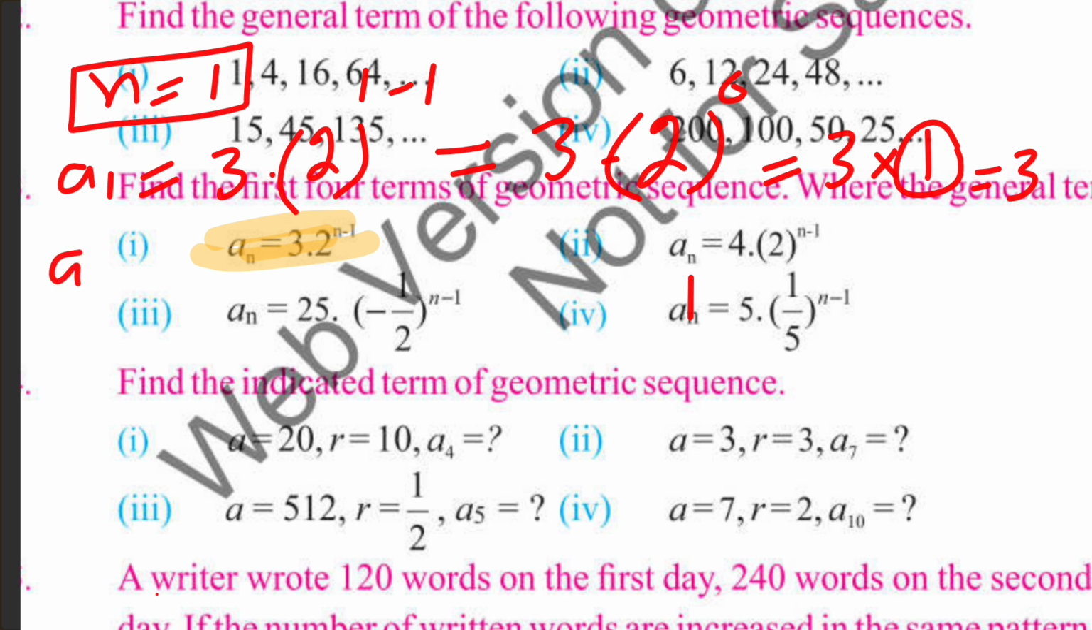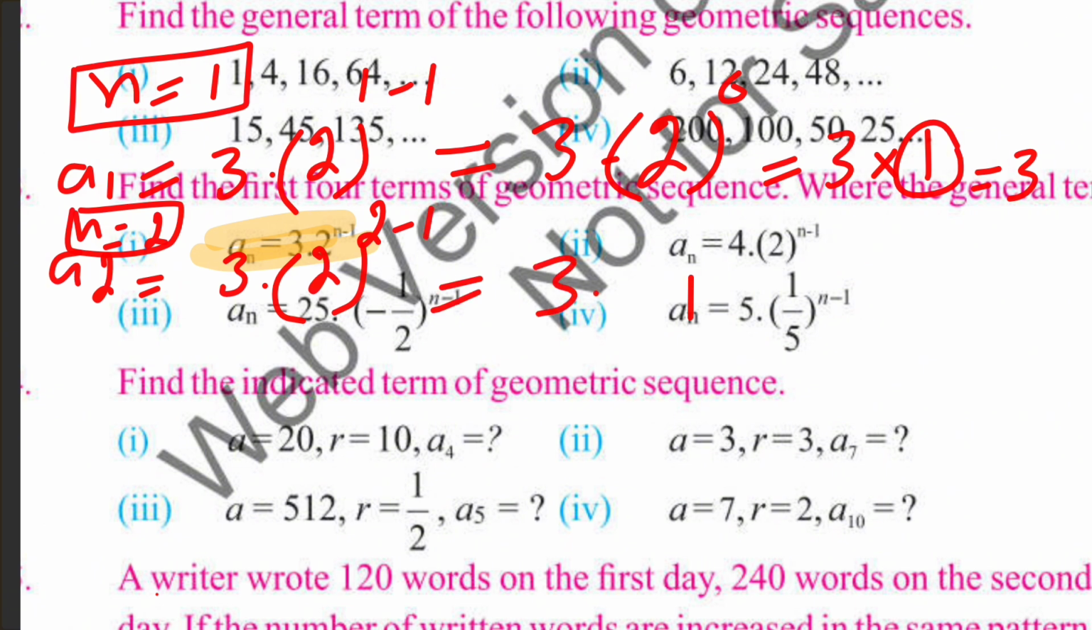And a2, because n is equal to 2. Now a2 is 3 multiplied by 2 raised to the power 2 minus 1. Simplifying, 3 times 2 raised to the power 1, and 3 multiplied by 2 is 6.